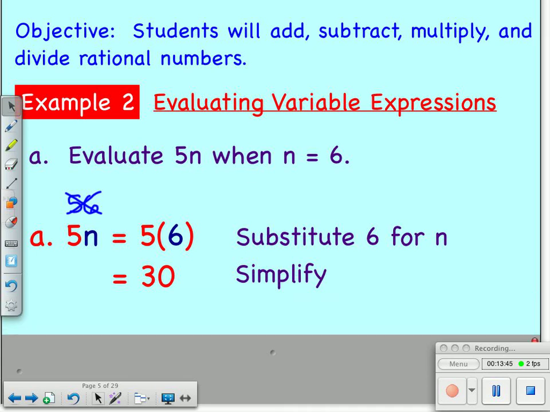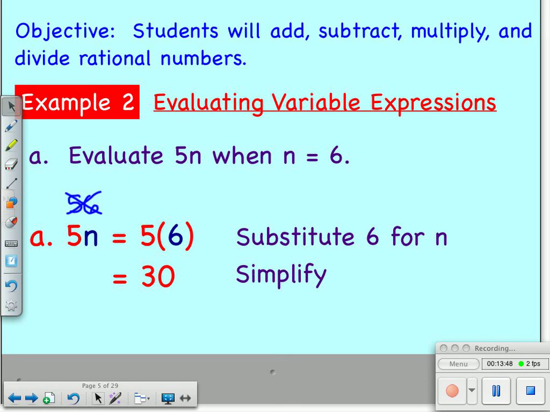Okay. So go ahead and write this down for letter A. You do not have to write the 56 there. As a matter of fact, I will go ahead and erase that for you. Just write down everything that you see here, pause your video, and we'll move on to the next one when you're ready.